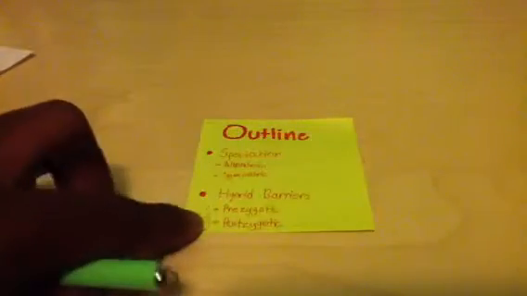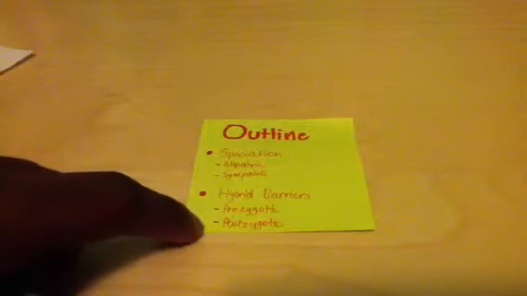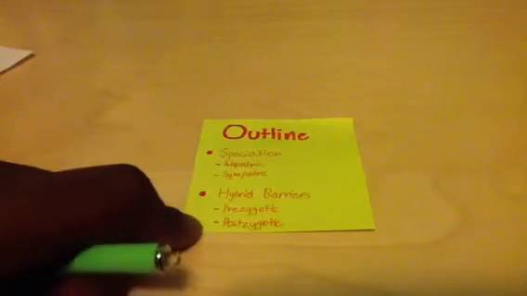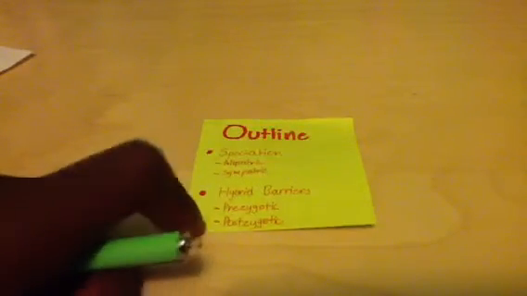So we went through the whole idea of speciation, allopatric speciation, sympatric speciation, and then the hybrid barriers. This is all a part of Big Idea 4 and the origin of species and hybrids.